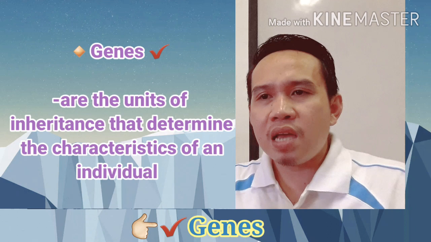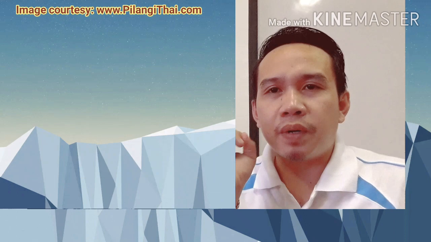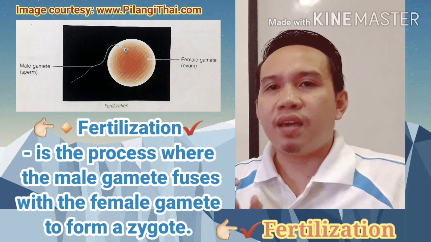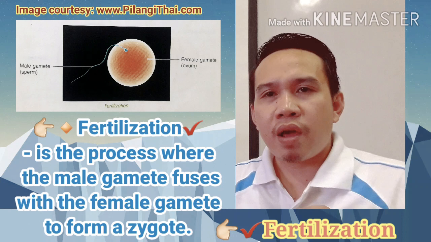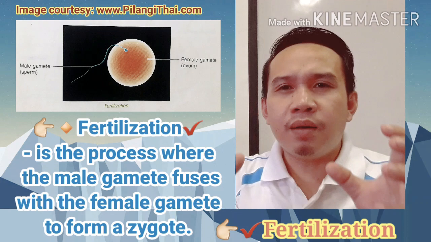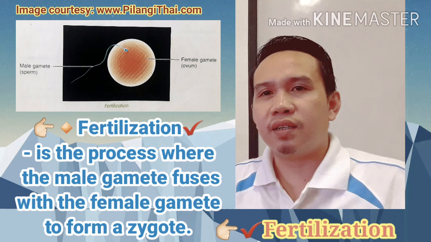The traits are passed to the next generation through what? Fertilization. It is the union of egg cell and sperm cell that produces what we call a zygote. In order to be called fertilization, there is the fertilized egg cell and sperm cell. Because of that, the traits are passed to the next generation through fertilization. That is why you might wonder what your family traits are. What is your family tree? From what generation are you now? Why do we call it fertilization? And how is it done?